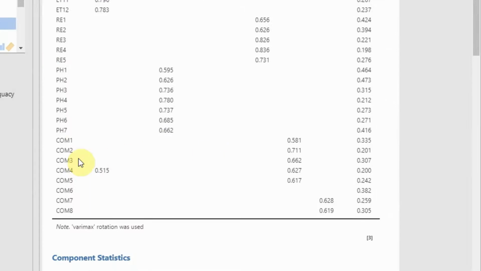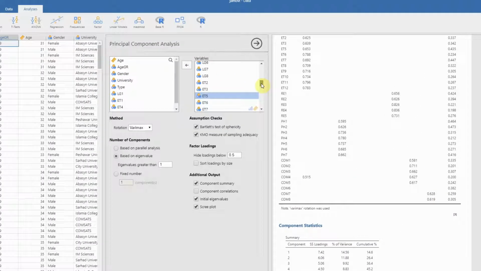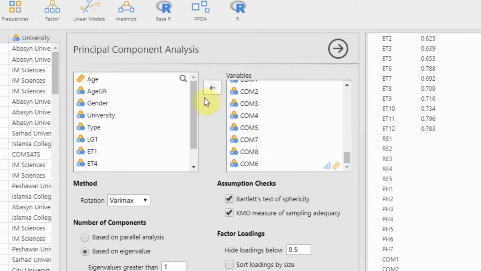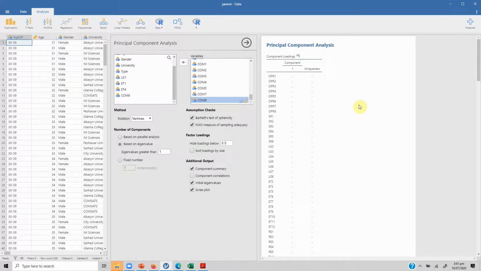Let's see this one, com1, com2, com3. Com4 is problematic, but let's leave it for now. Com6, there's no loading for com6, so let's remove com6. What happened? So okay, we remove com6. This is why I like jamovi, because if this was SPSS, you would have to go again and again into the menu items and do it again and again.